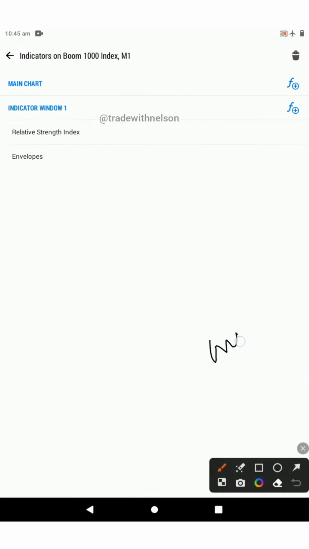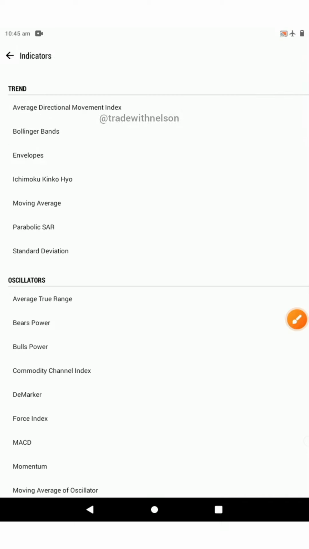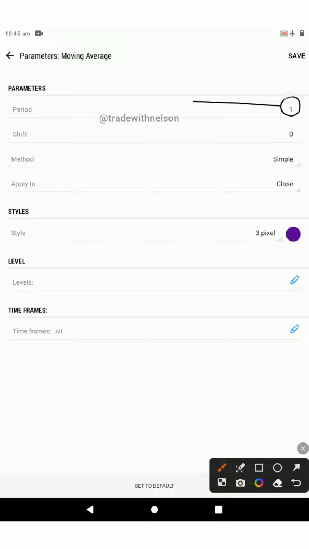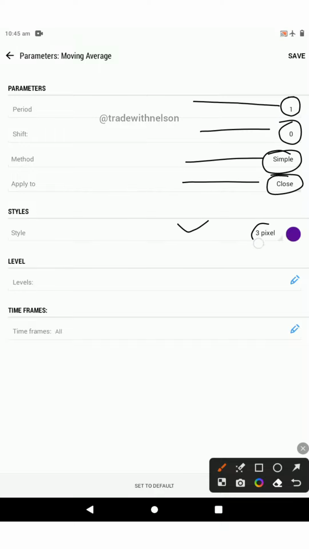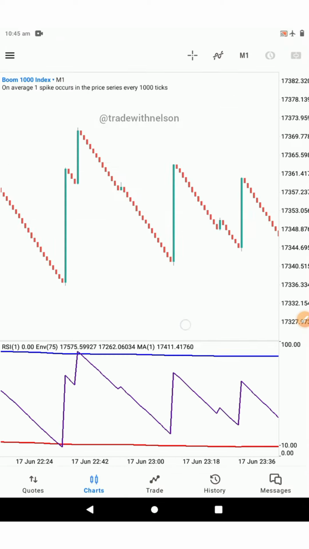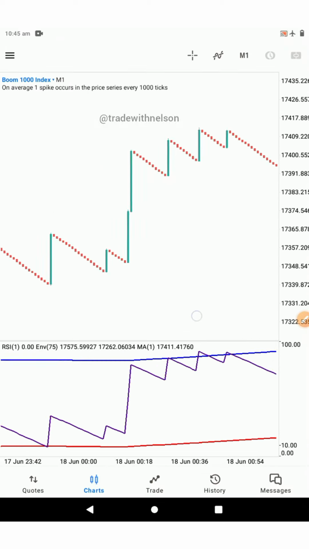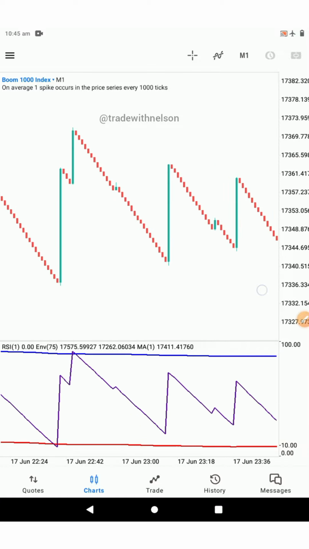The last indicator is the moving average. Click on this F icon on indicators Windows 1 again. Moving average. Make the period 1, shift 0, method simple, apply to close. Style 3 pixels, select a color of your choice. After that, click on save. So after setting up your indicators, your chart will look exactly as what you see over here.